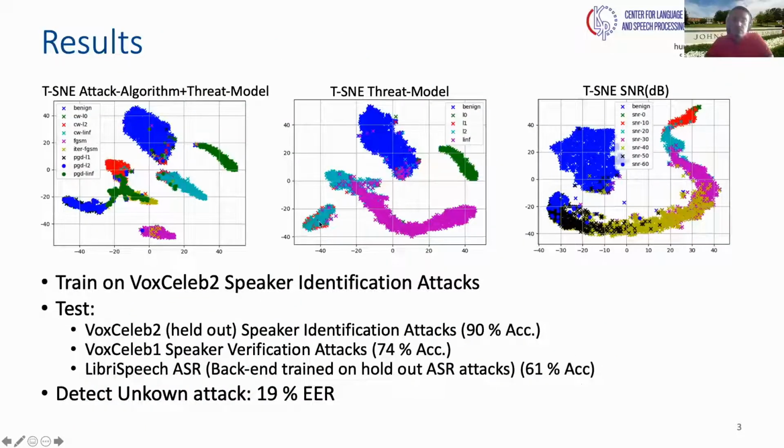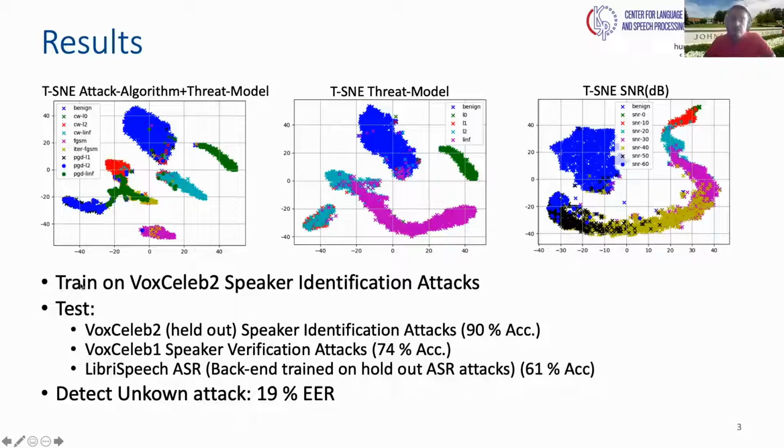Here we can see some t-SNE plots of the learned embedding. In the first one, we had a different color for each pair of algorithm and threat model. In the second one, we have a color for each threat model. And in the third one, we have a different color for each signal-to-noise ratio. We can see that in general, there is good separation between the classes. The benign signals in blue are well separated from the attack signals. Also here, we have smooth transitions between high SNR attacks and low SNR attacks.